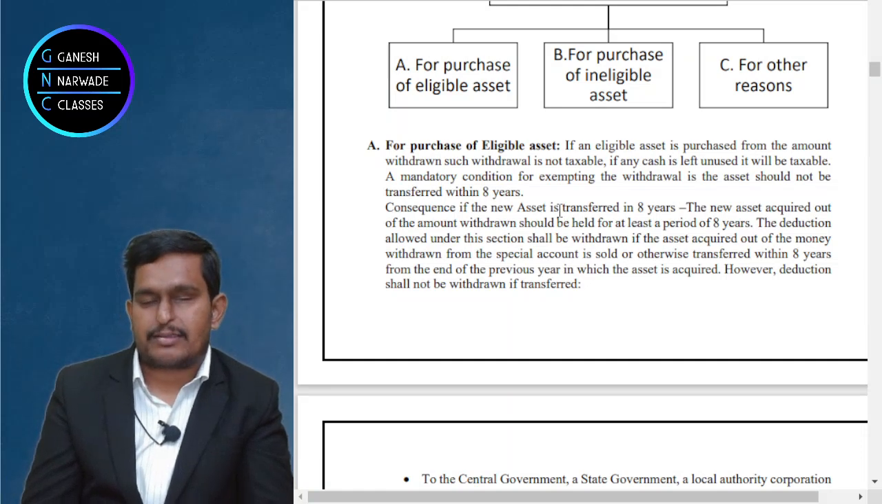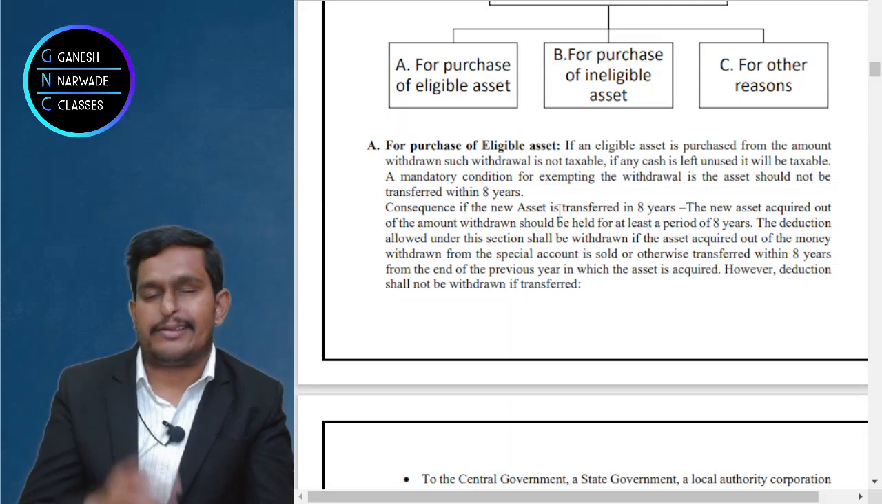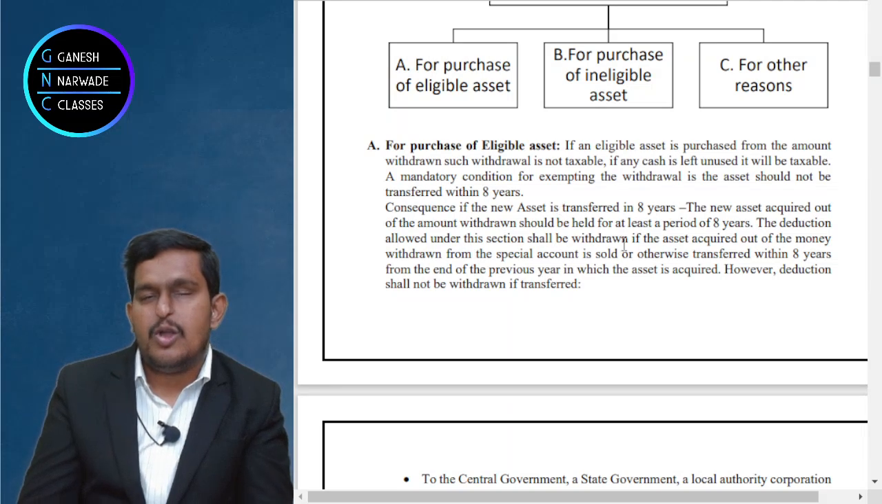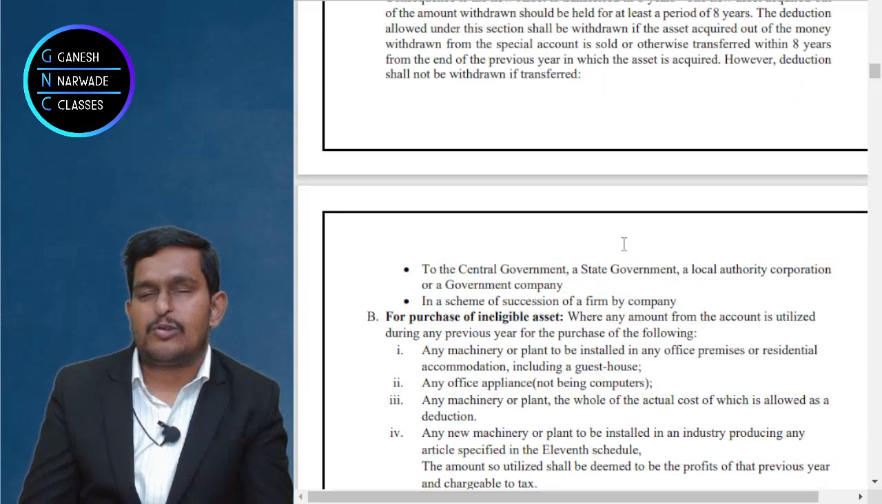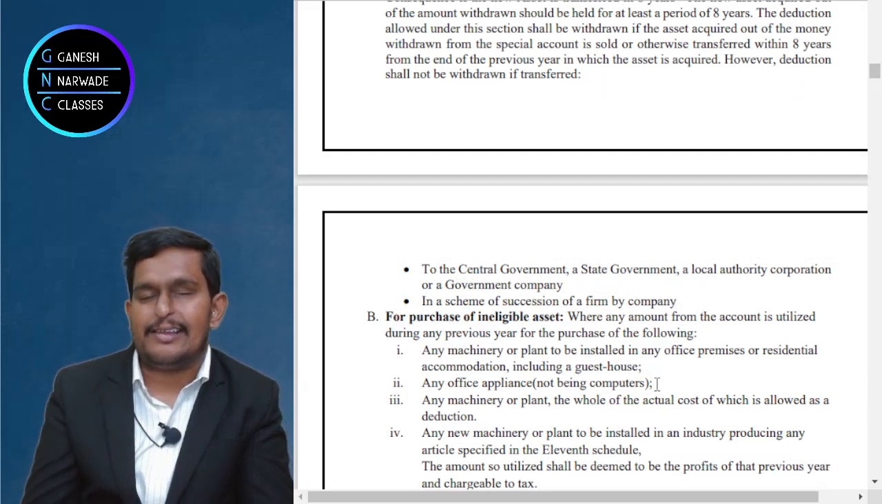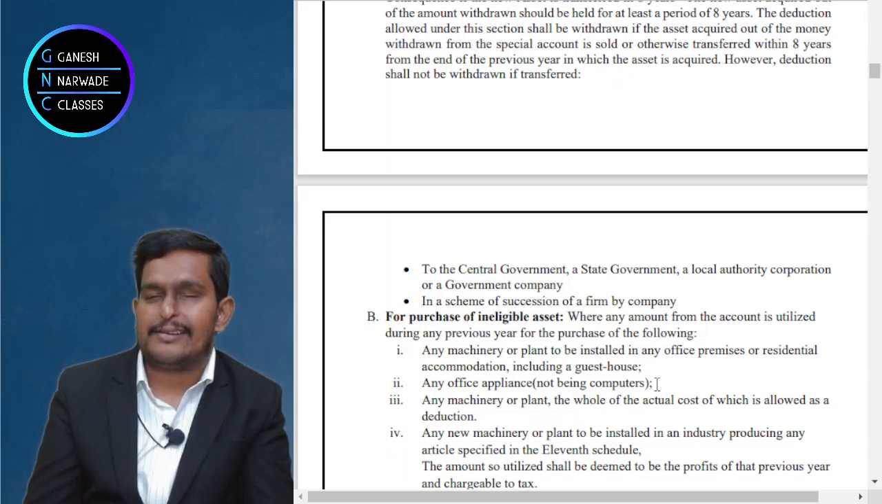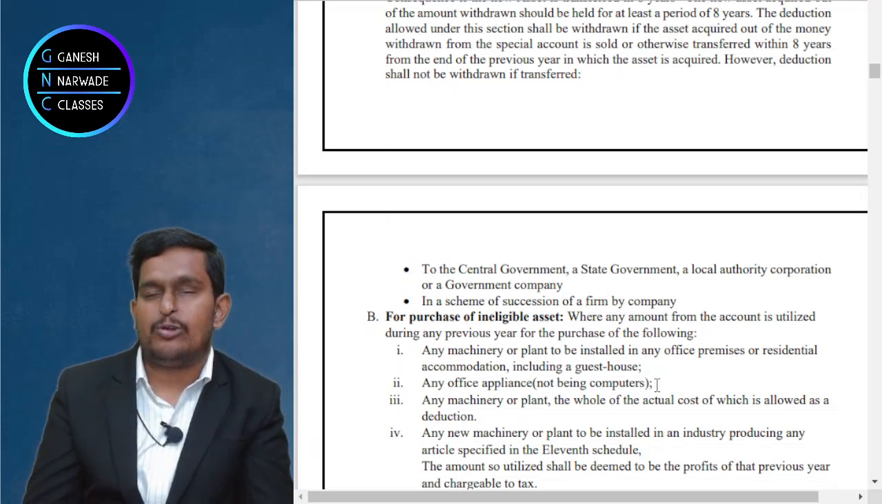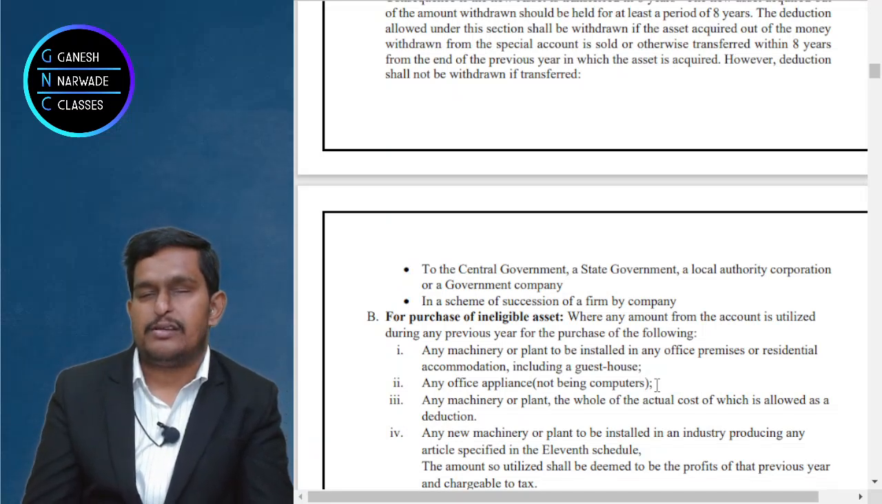Suppose if you sell within 8 years to central government, state government, local authority or government corporation, or you transferred in the course of amalgamation or succession, then in that case government says that the deduction will not be taxed as deemed income under section 41. This way we have to remember the entire topic.